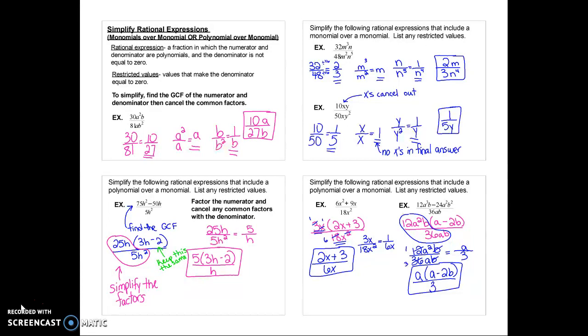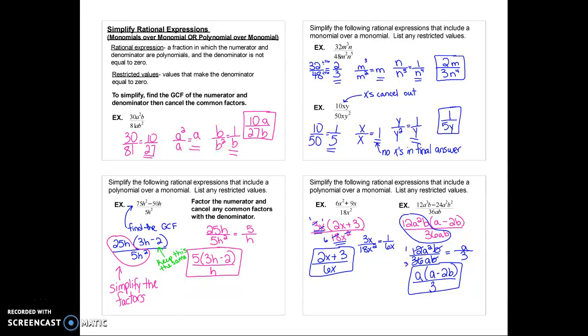Okay? The denominator also is not equal to 0. So that's your rational expression. It just means that it's a fraction. Okay, so we're starting out dealing with fractions that are some sort of a polynomial. Okay, so maybe it's a monomial, maybe it's a binomial, it could be a trinomial, it could be any of those types of polynomials that we've dealt with in the past.